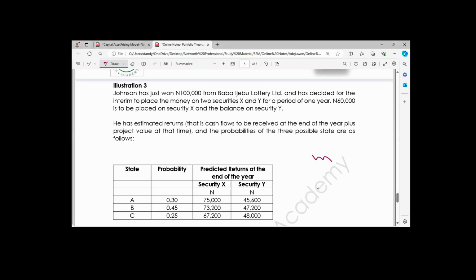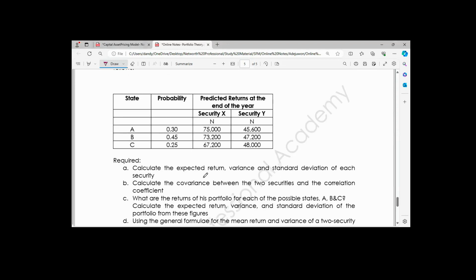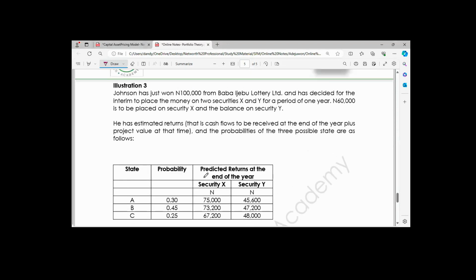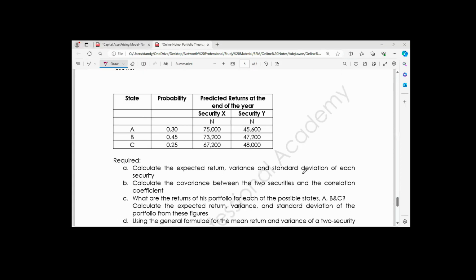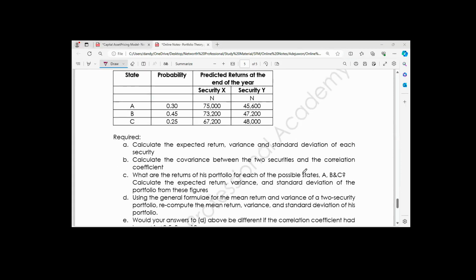So this is the question we were solving last time, which we couldn't complete. Right now, let me quickly go through the question again, so that we'll be at par. In the question, you are required to calculate the expected return, variance, and standard deviation of each security. And that's what we were able to solve. Last time we completed that.